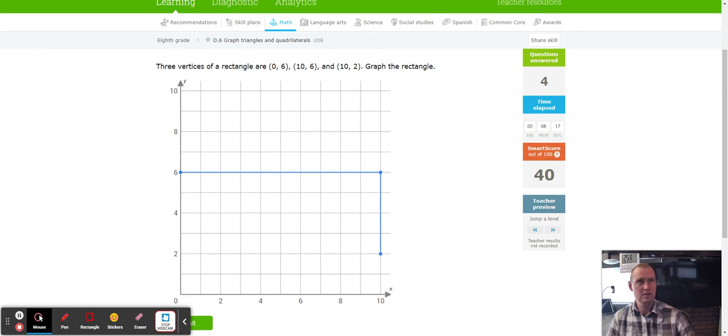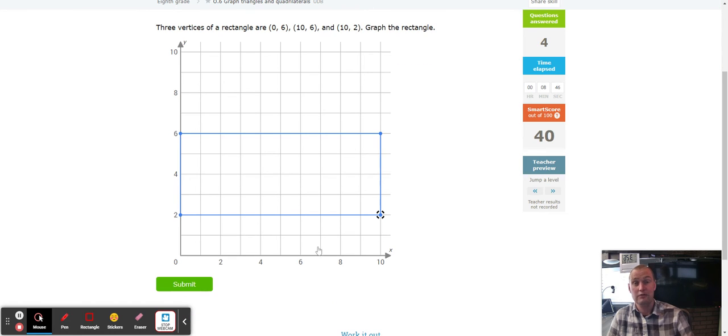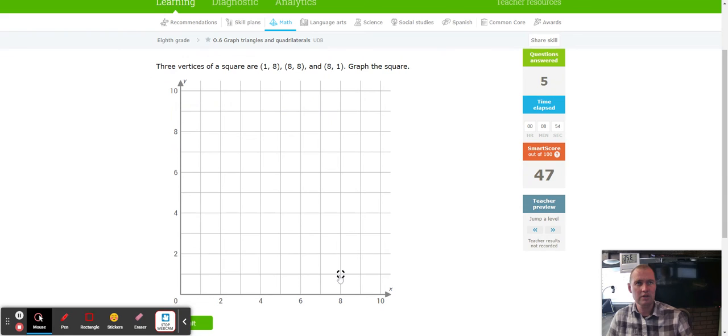And something's wrong. Three vertices of a rectangle are 0, 6, 10, 6, and 10, 2. But it's asking to graph a rectangle. Last time I checked, rectangles don't have 3 vertices. They have 4. So you need to somehow turn this into a rectangle. It looks like if I place it at 0, 2, this finishes the rectangle. So be careful about not pressing the submit button when you got 3 vertices for a rectangle, because you have to finish creating the rectangle. And at 0, 2, that's the only place it can go anyways, otherwise it won't look like a rectangle. So careful on that.